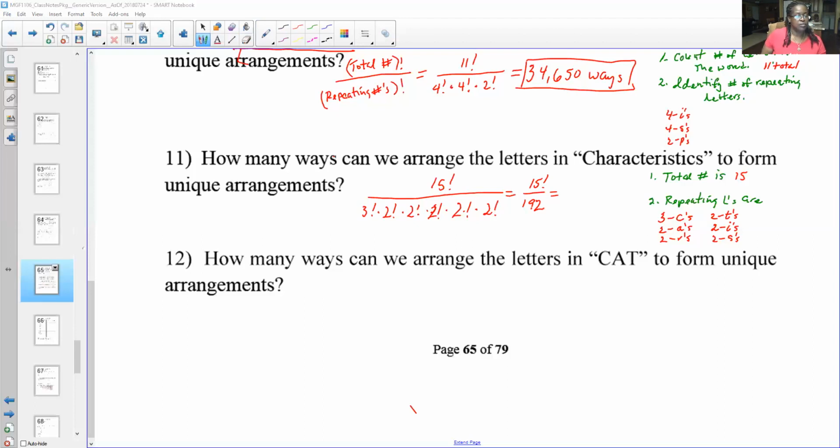So this should be 15 factorial divided by 192. And there's my answer. It should be 681,080,400. That's a lot of ways. All right. So you see how it works when you're trying to find how you can form unique arrangements by using the letters in a word.